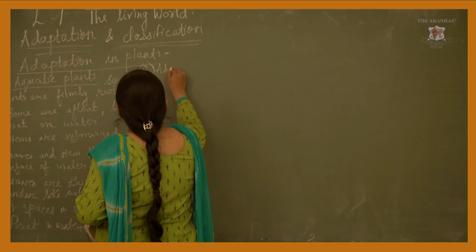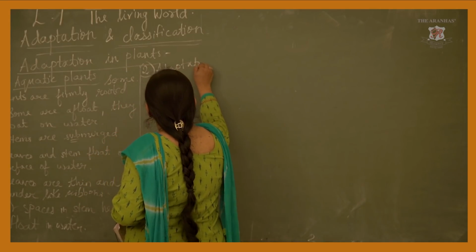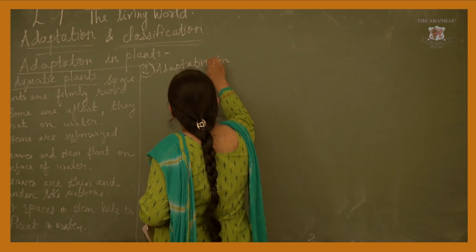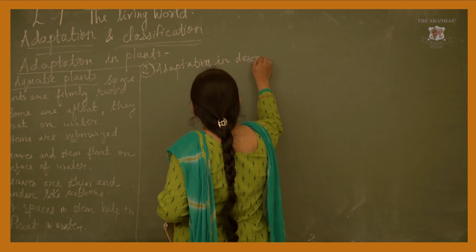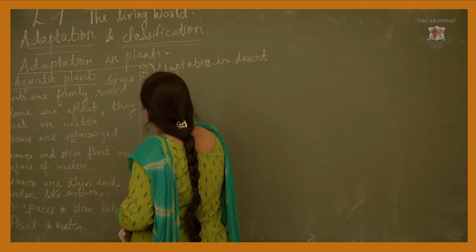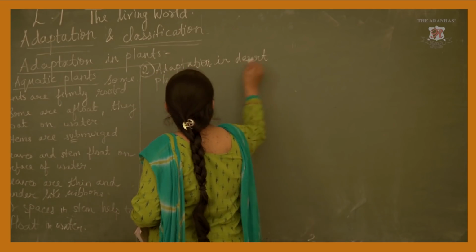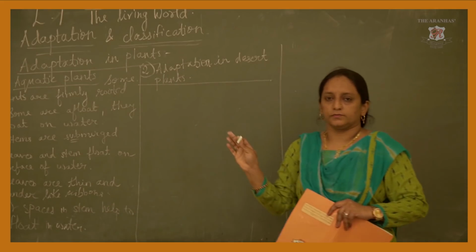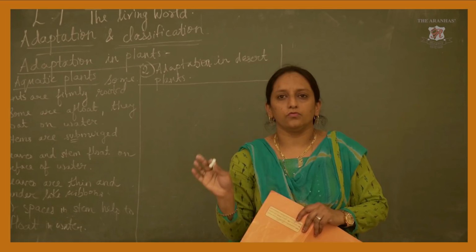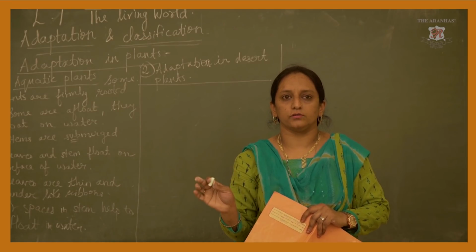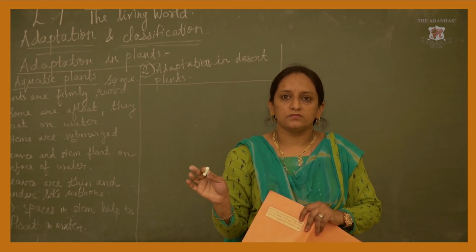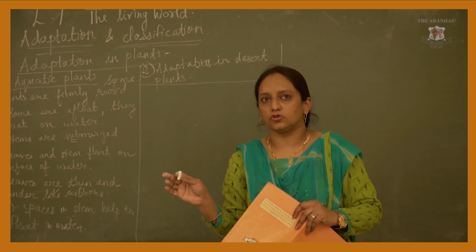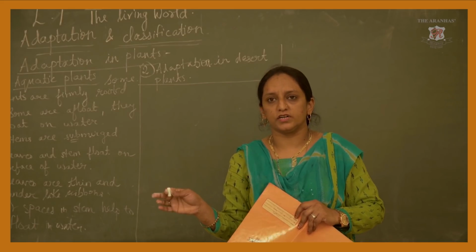Now next we can see adaptation in desert plants. As you can see in the textbook, the next part is adaptation in desert plants. This I will keep as it is, so that we can take a small revision based on this. Now see, desert plants. Desert is a place where there is scarcity of water, a shortage of water. In that place, all the plants which we see around us cannot grow. All plants are not suitable to that environment.